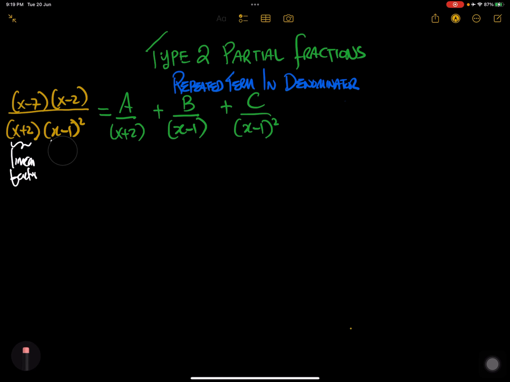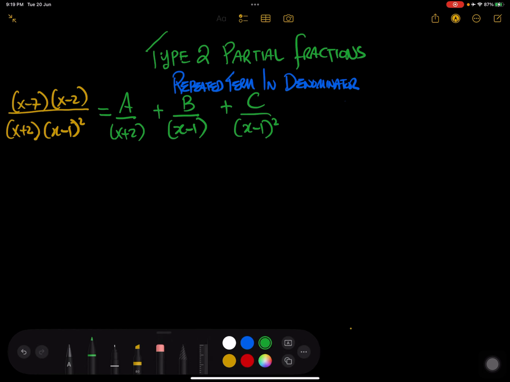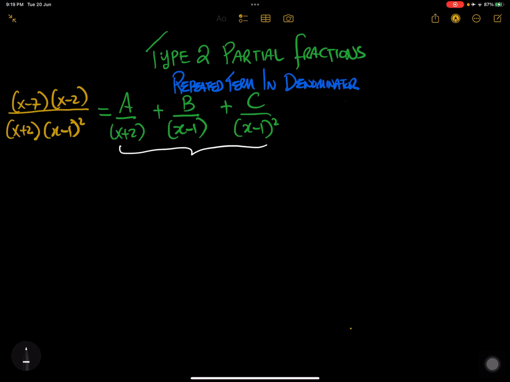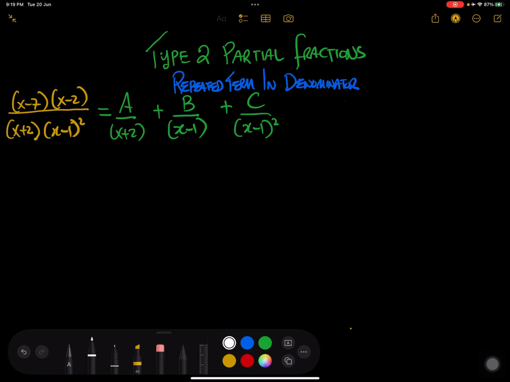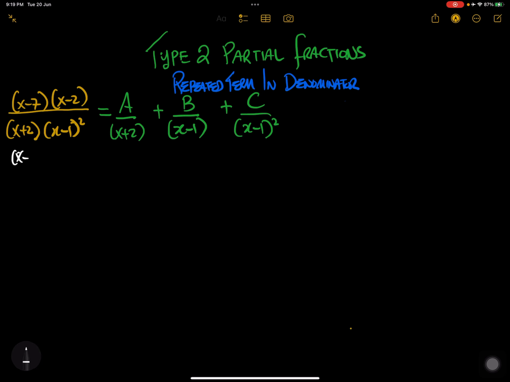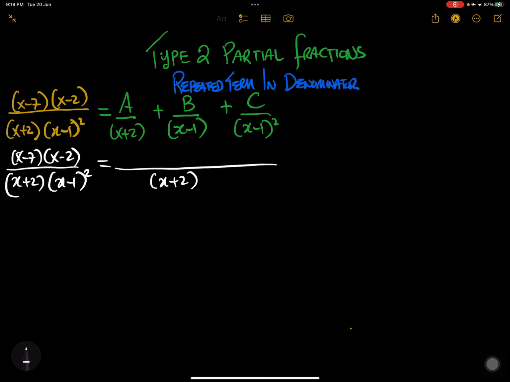Now, the next thing to do is to apply the rules of fractions on the right hand side. If you look at this right hand side, they are all fractions. This is fraction number 1, fraction number 2, fraction number 3, and what is bringing them together is addition. So we are going to apply the rules of addition in fractions to solve the right hand side. We repeat on our left hand side x minus 7, x minus 2, all divided by x plus 2, x minus 1 all squared. And on the right, we are going to have our x plus 2 and then our repeated term, just like that.